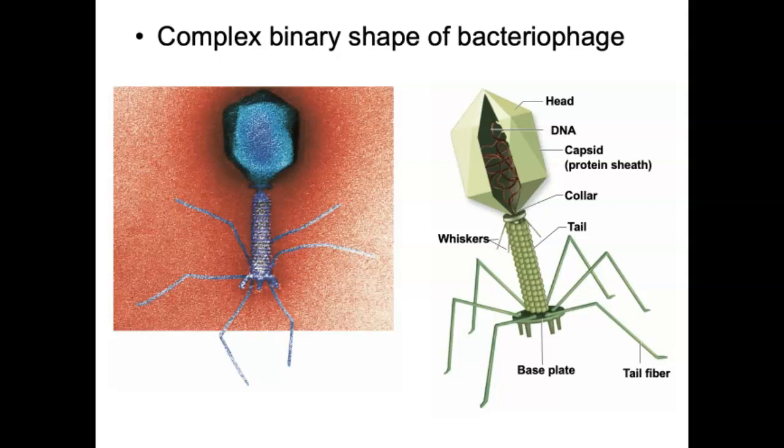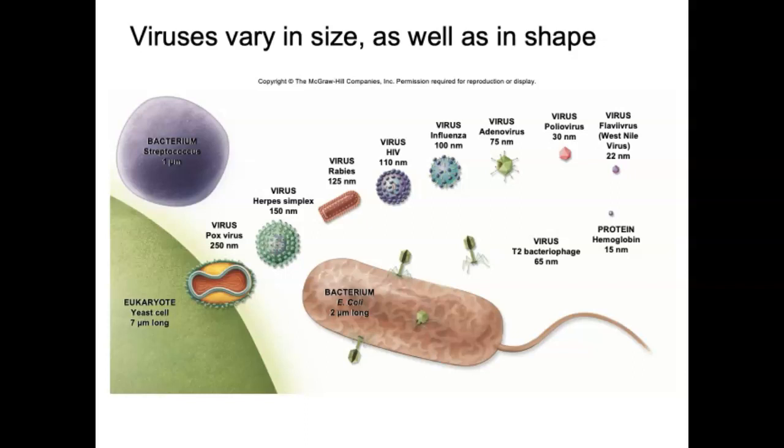Just very, very complex structure. So key is, if we can disrupt that structure, the virus becomes inactive and it does not have the ability to function. So across the spectrum of viruses, there's a huge diversity in size and shape. So you kind of look at, here's a general spectrum of viruses, as well as bacteria, eukaryotic cell. There's a big spectrum here.